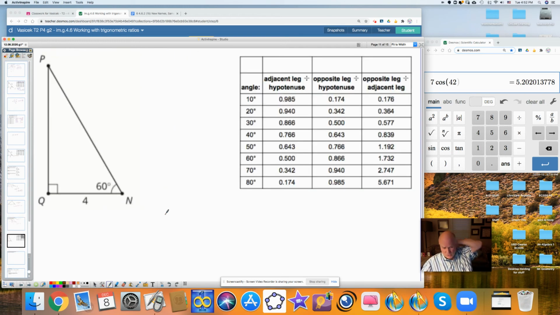This one, I could do it with the trigonometric ratios. I could use 60 degrees. But notice, here we have this. This is half of our equilateral triangle. This is one that we remember. It's one of those special right triangles.